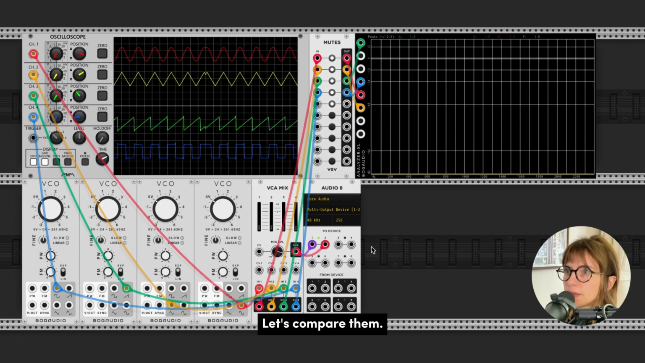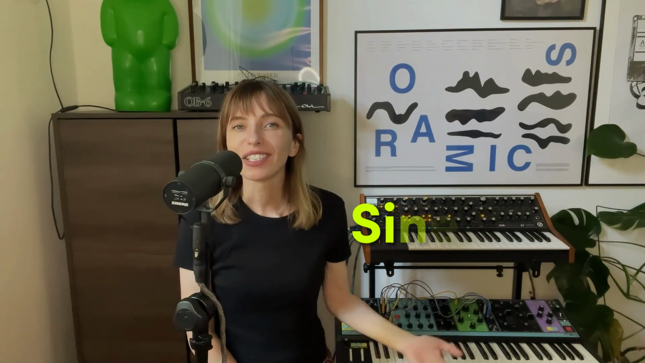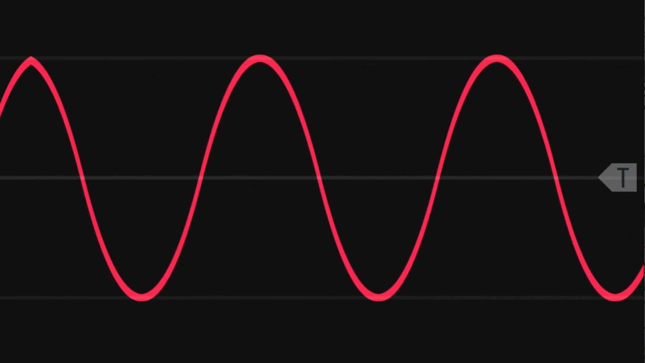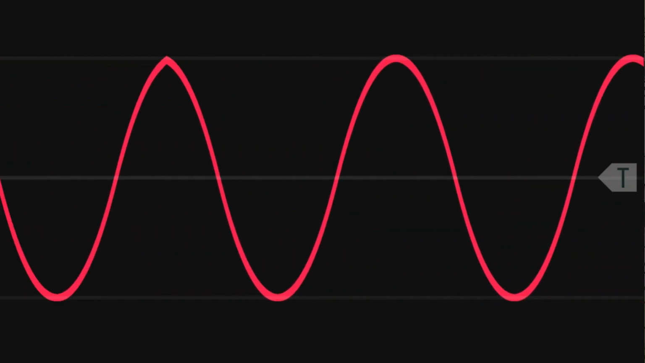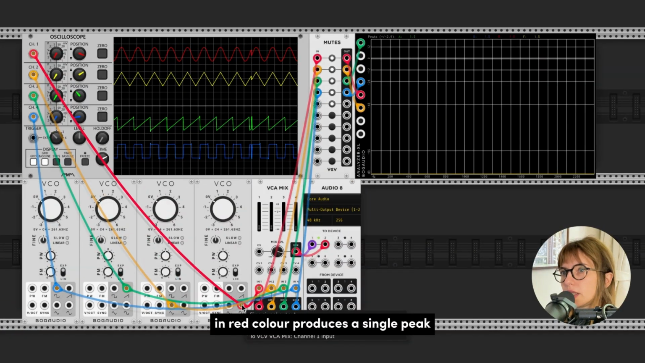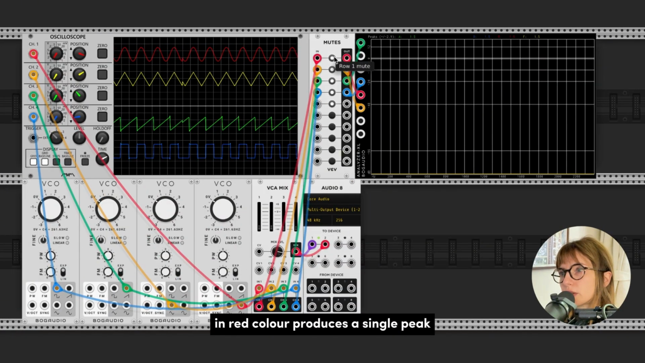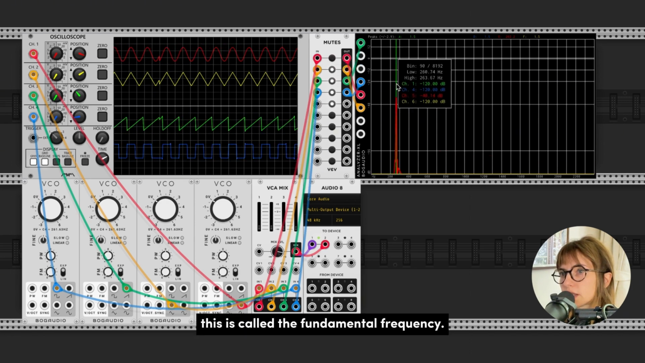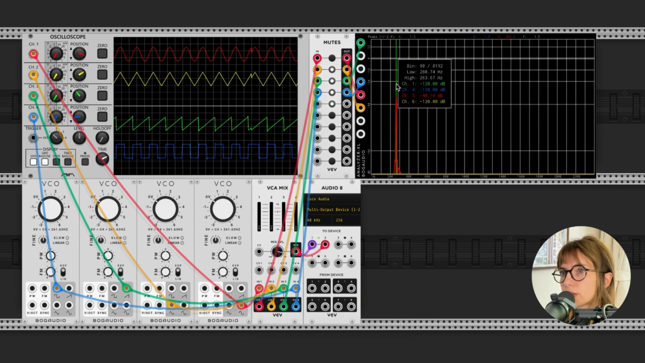Let's compare them. Sine waves are smooth and rounded, representing a pure sound with no overtones. The voltage goes up and down in a steady, predictable way, creating a clean, simple sound. The sine wave here in red color produces a single peak. As you remember from the previous lesson, this is called the fundamental frequency.